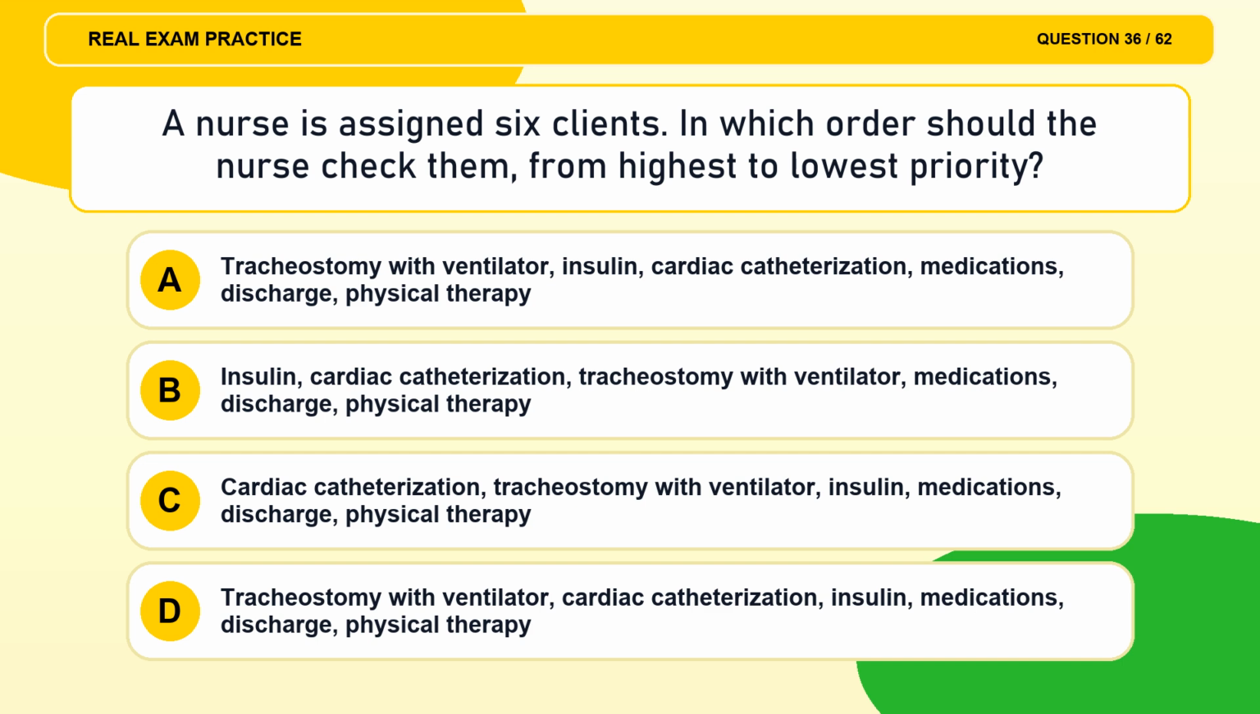Option A, tracheostomy with ventilator, insulin, cardiac catheterization, medications, discharge, physical therapy. Option B, insulin, cardiac catheterization, tracheostomy with ventilator, medications, discharge, physical therapy. Option C, cardiac catheterization, tracheostomy with ventilator, insulin, medications, discharge, physical therapy. Option D, tracheostomy with ventilator, cardiac catheterization, insulin, medications, discharge, physical therapy.